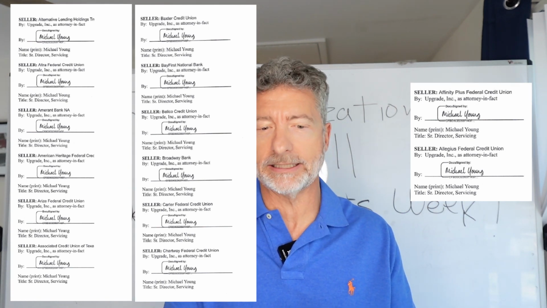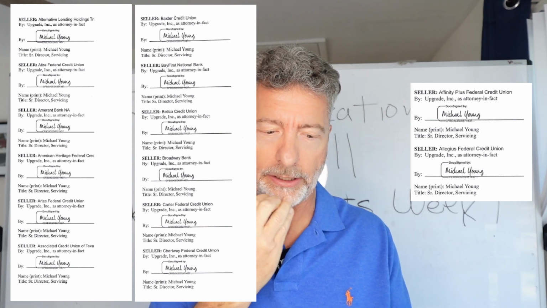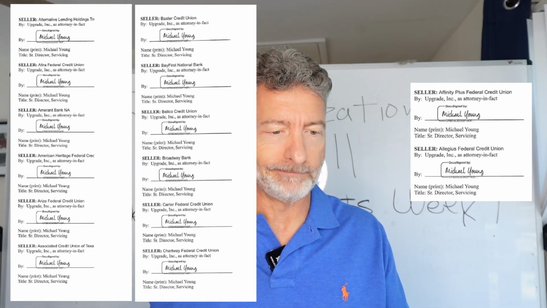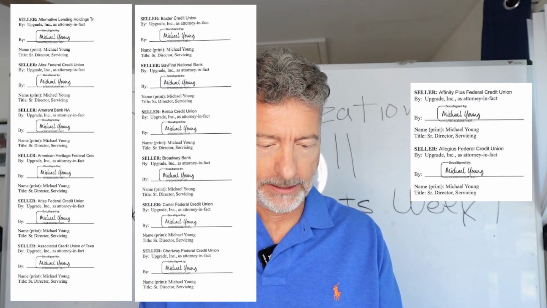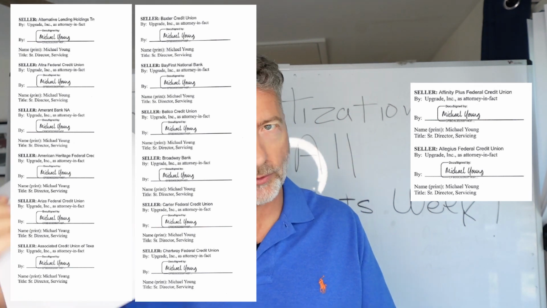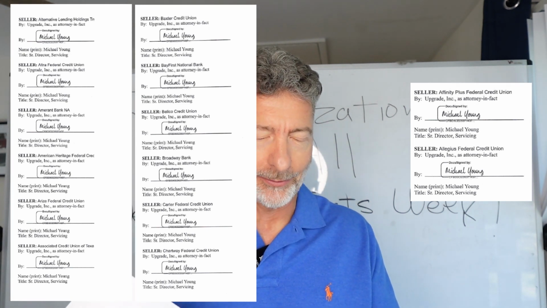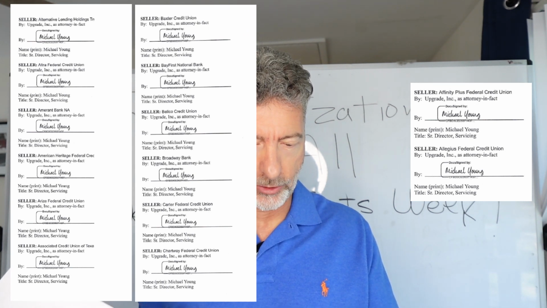Well, Michael Young is signing off for the investors. Just look at the companies. Affinity Plus Credit Union, Allegiance Credit Union, Baxter Credit Union, Broadway Bank, all these, and there's Alternate Lending Holdings Trust. What do we mean when we hear trusts? What do we know? Ameritent Bank. There's credit unions, there's trust.